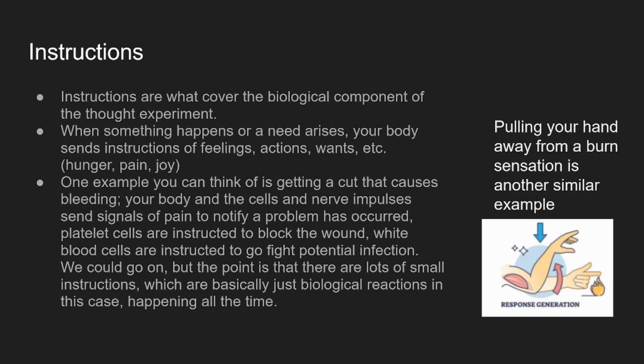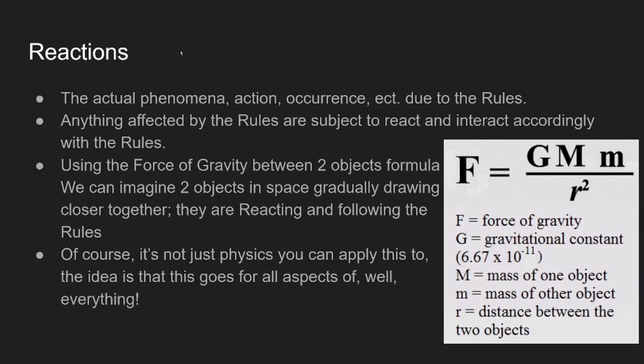So the reactions are the actual things that happen, and they happen because of the rules. Anything affected by the rules is subject to react and interact accordingly. Again, we have the force of gravity as our example between two objects. If you have two objects in space that are just sitting there, because of the rule for the force of gravity, their own gravitational forces, the inherent properties they have, they will start to get closer and closer together. And of course, this isn't only for physics. It's also chemistry, and the idea is supposed to cover everything. But since I have some background in physics, I figured I'd use physics as my main examples here.